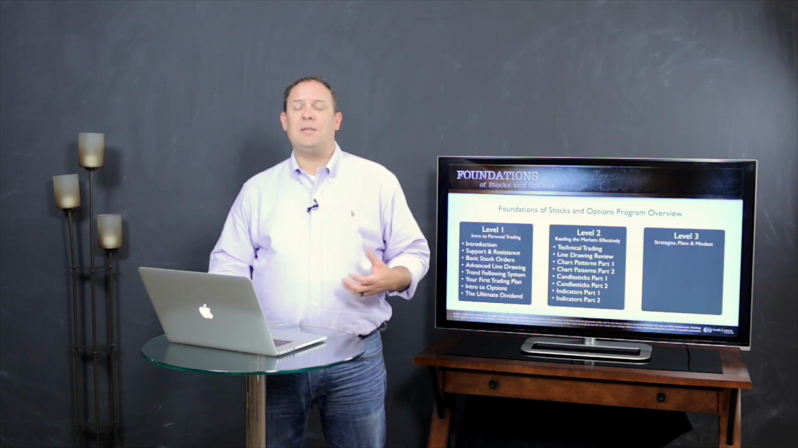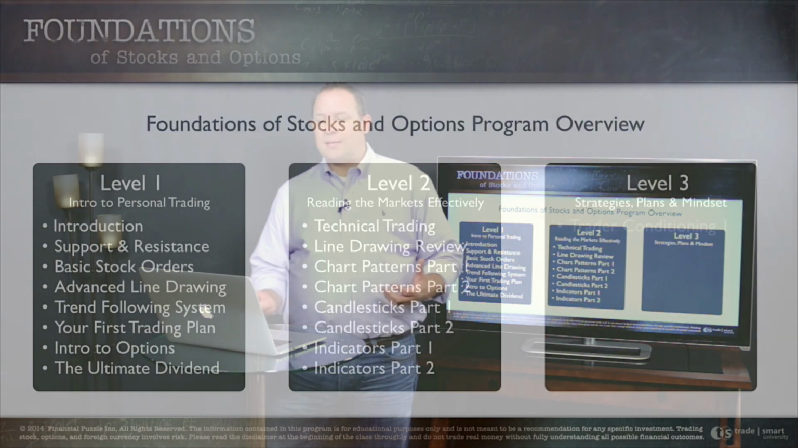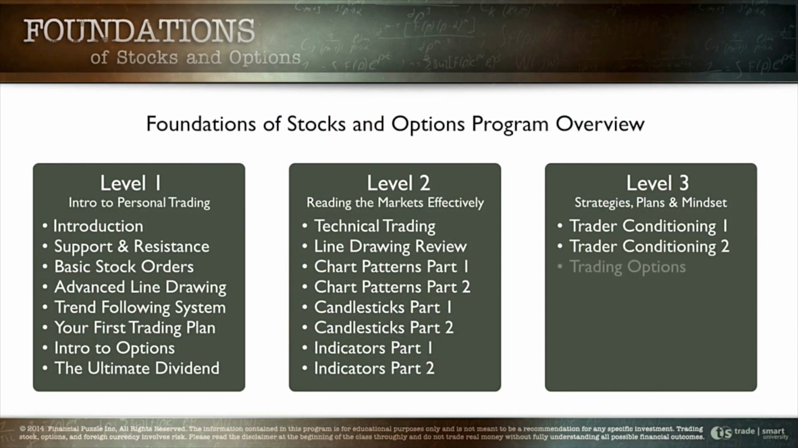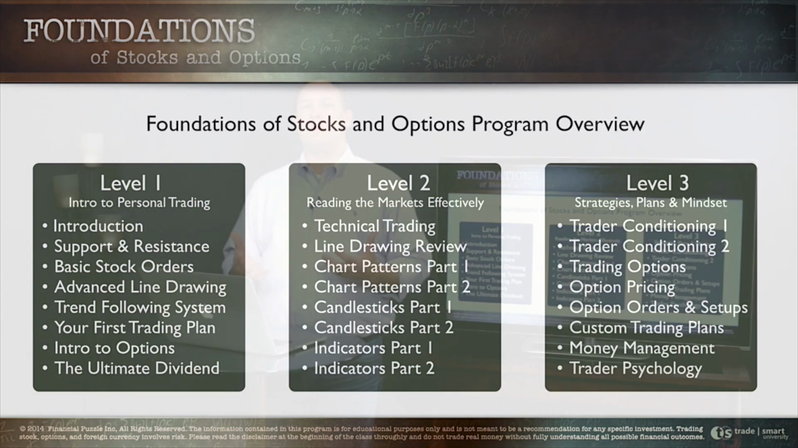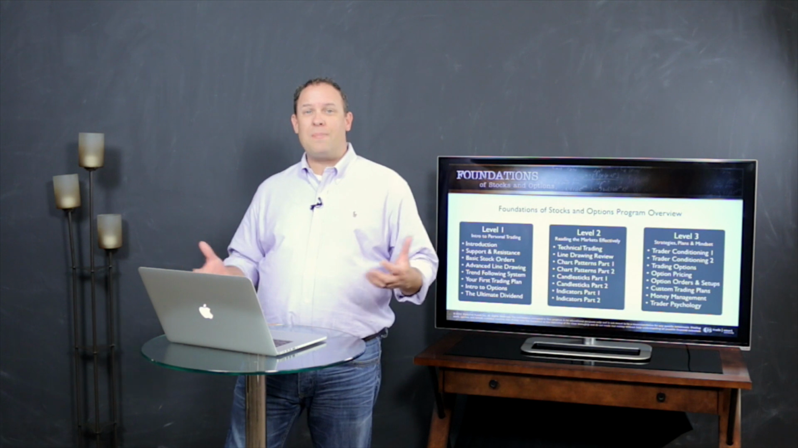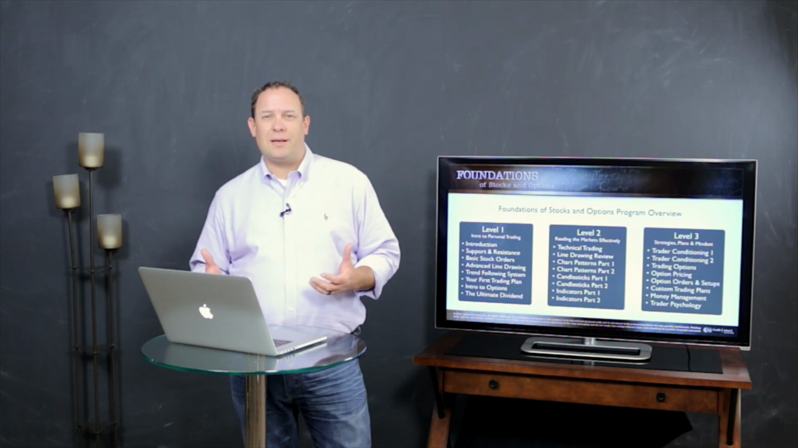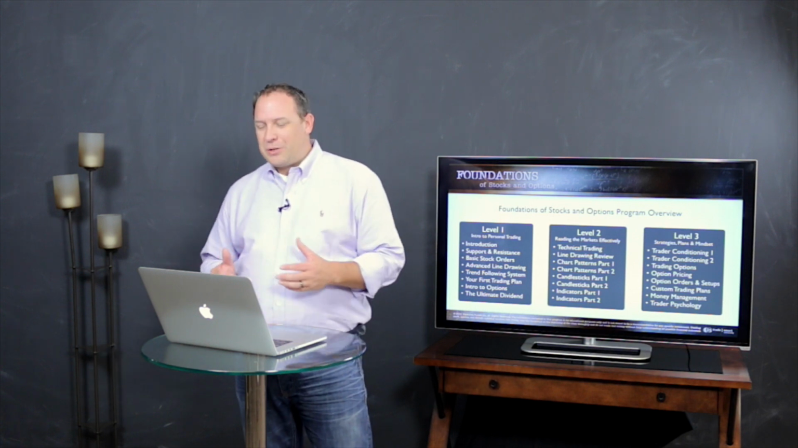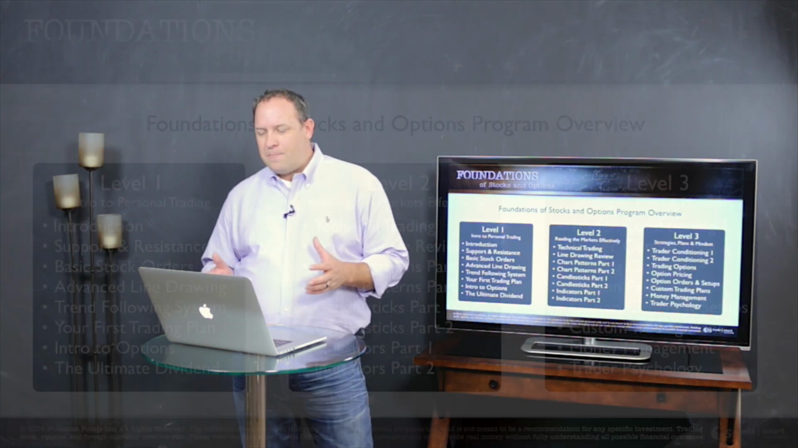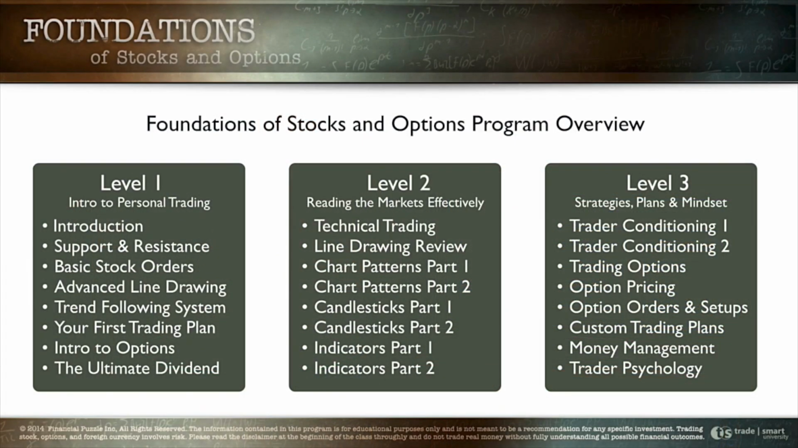Now, once you've gone through level 1 and level 2, you've got all the head knowledge that you need. Now it comes into an application process, and that's where level 3 comes in. This is where we're going to get into the 2 classes on trader conditioning, which, if I were to say which ones are the 2 most important classes in all of the program, it's probably those 2 trader conditioning classes. Of course, they don't make any sense without the other preceding 16 classes, but trader conditioning is going to be coming up in level 3. And then we'll get into the more advanced subjects of options trading, more details in options, and finally we'll talk about custom trading plans and money management and trading psychology.